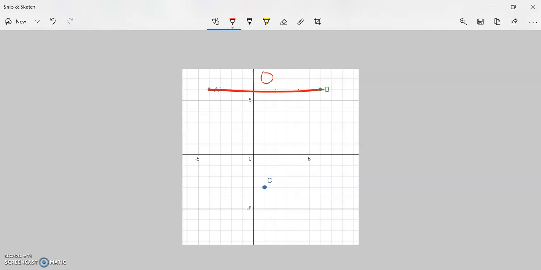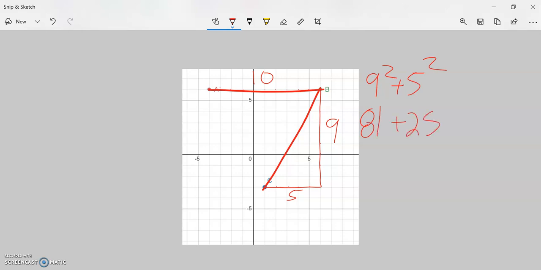From B to C, we're going to use Pythagorean theorem. So going down and over, it's 5 over, and 9 up. So 9 squared plus 5 squared, 81 and 25. 81 plus 25 gives us 106. And then we square root both sides, so we get the square root of 106. That does not equal 10.